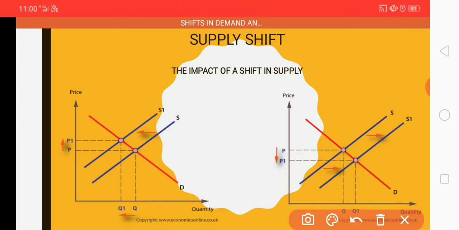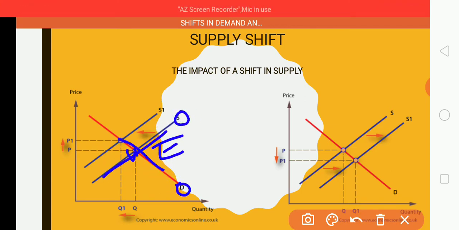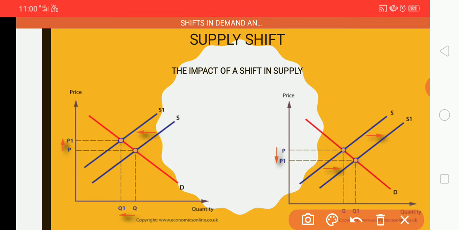See, the market will be in an equilibrium position at point E. This is the point E because the original demand curve D and the original supply curve S are intersecting at this point. So this will be the equilibrium position, where P is the equilibrium price and Q is the equilibrium quantity.